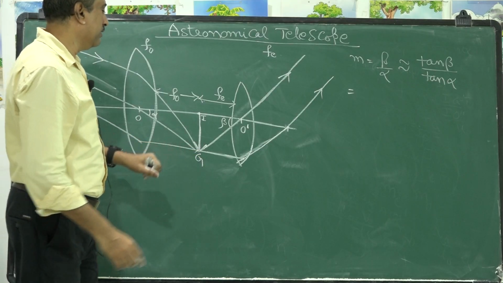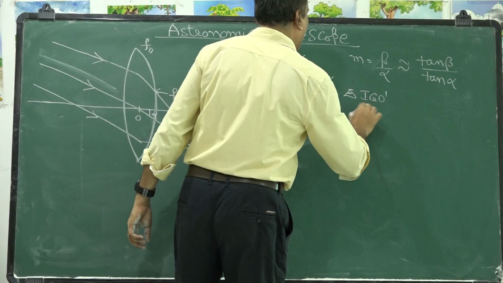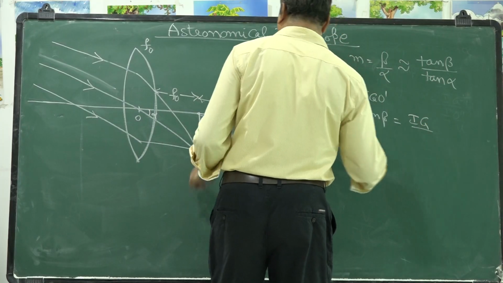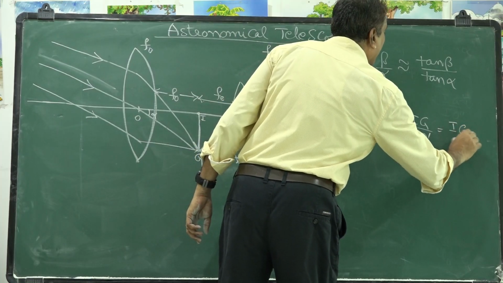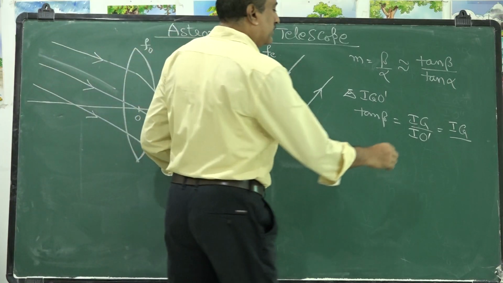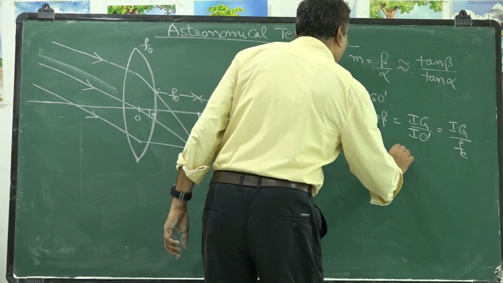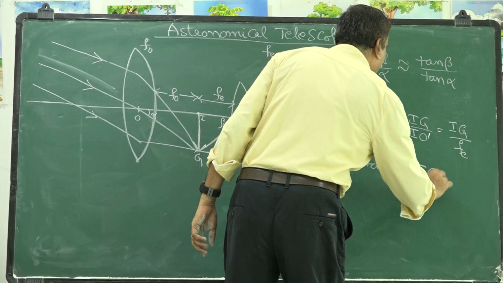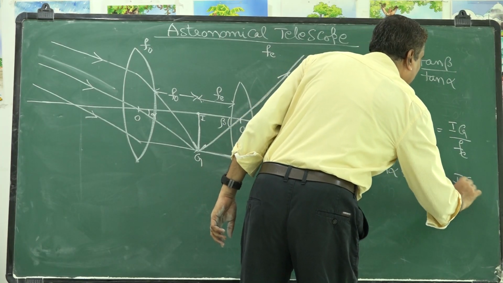From triangle IG O dash, tan beta is equal to IG by IO naught, and that is equal to IG by fe, since IO naught is equal to the focal length of this eyepiece, fe. And from triangle IGO, tan alpha is equal to IG by IO, that is IG by fo.